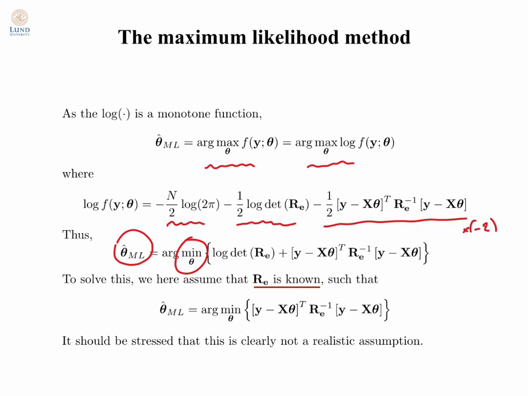If Re is known, however, then this log determinant does not depend on theta either, just as in the constant term. And of course, then it will not affect the minimization, so I can just remove it. And then my maximum likelihood falls down to this condition. Here you should see that this is nothing but the weighted least squares. This is the formulation we used for weighted least squares.